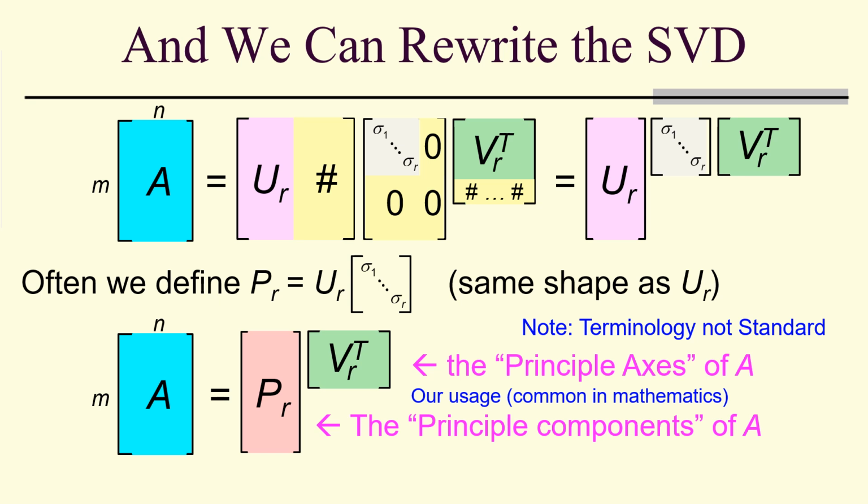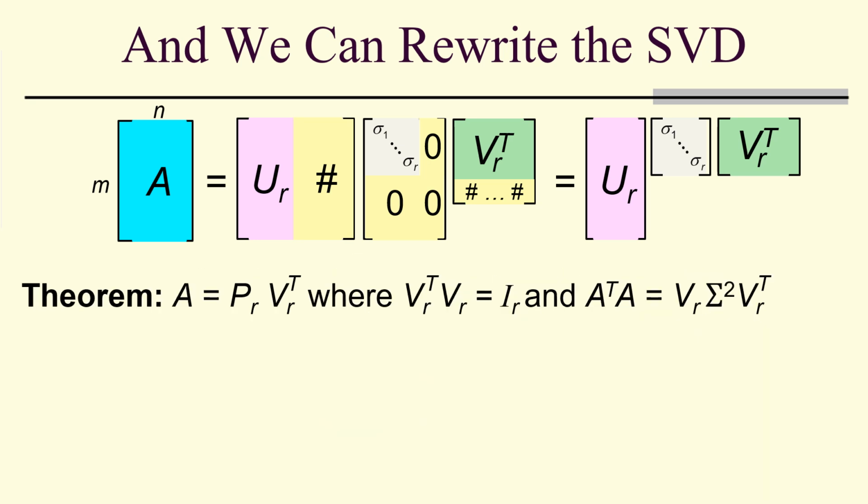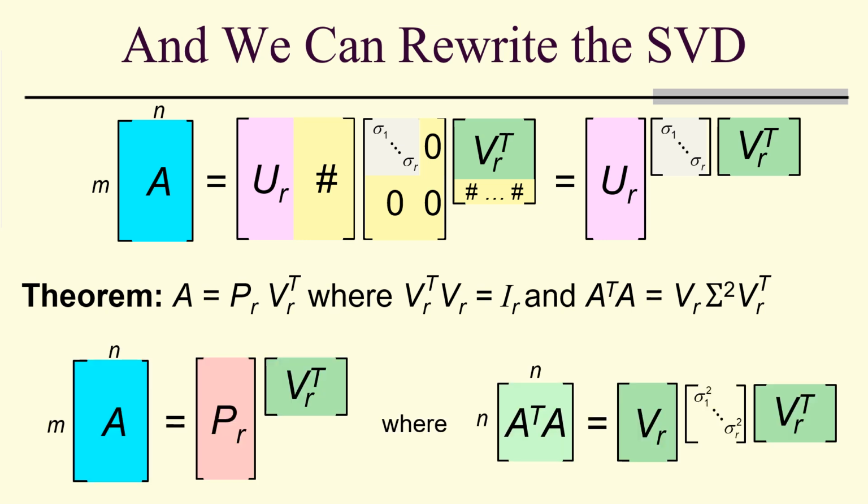It's common in mathematics. So we have this theorem. A is equal to P sub R V sub R transpose. V sub R transpose V sub R is the identity. And A transpose A is V sub R sigma squared V sub R transpose, which looks like this in terms of shape. Recall that R is the rank of A, the column rank.